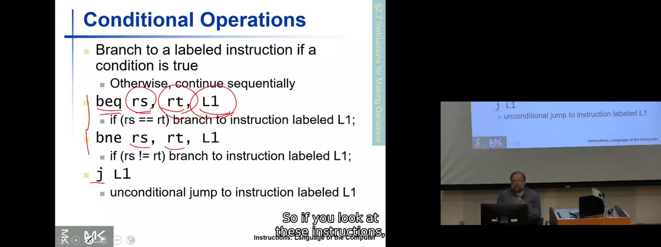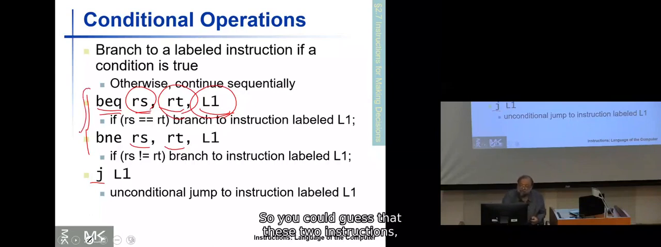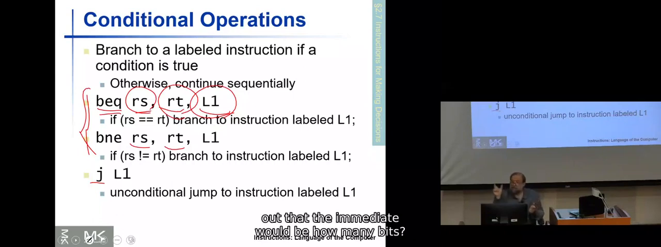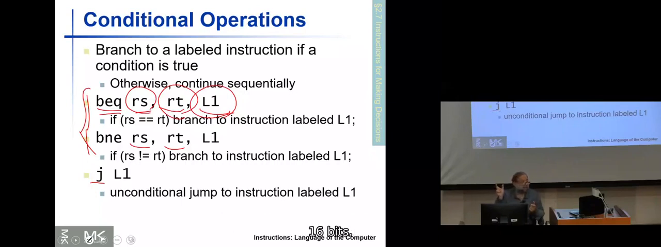If you look at these instructions, the first two have operands and also have an immediate value: RS, RT, L1. L1 is a constant number, like 10, something. So you could guess that these two instructions are which format? Again, immediate format, because they have two registers and one immediate. And from this, you could find out that the immediate would be how many bits? 16 bits.